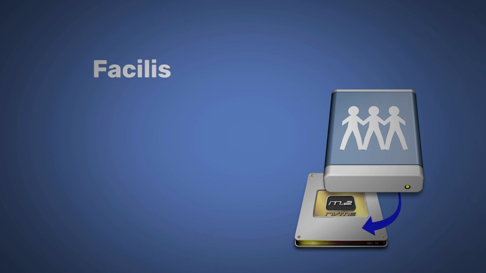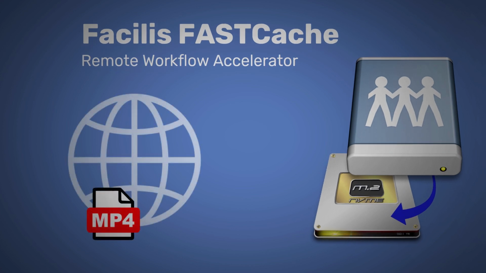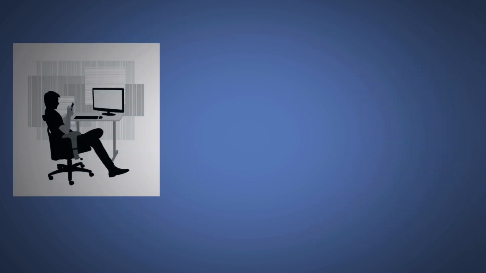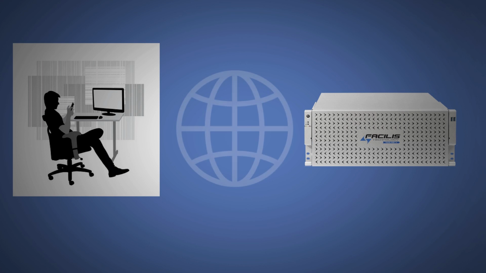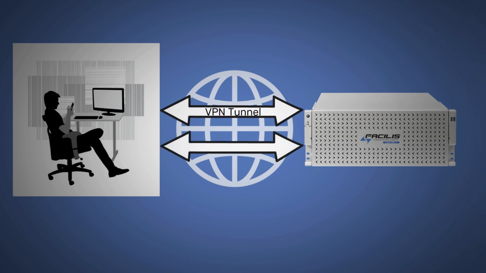Let's get right into FASTCache, the new remote editorial feature that gives you full bandwidth to files that you're accessing over the internet. First, let's talk about where this feature is designed to work. The most obvious benefit is for editors and artists that work from home and have their workstations set up at home. These workstations can be connected to the Facilis Hub server through a VPN or, better yet, through the Facilis One link. Please check out our One link video if you're not familiar with that feature.